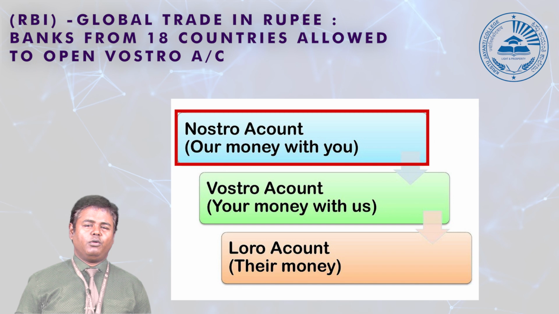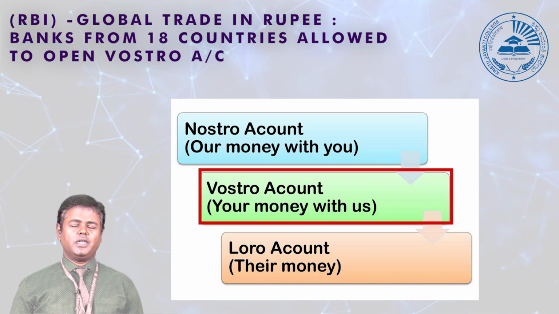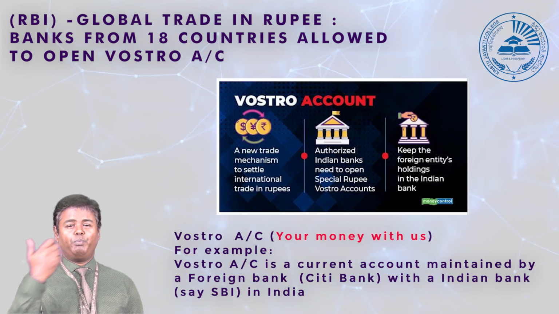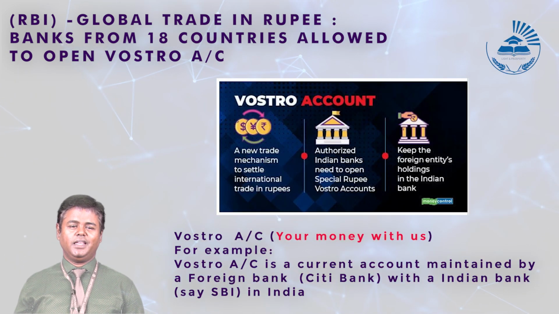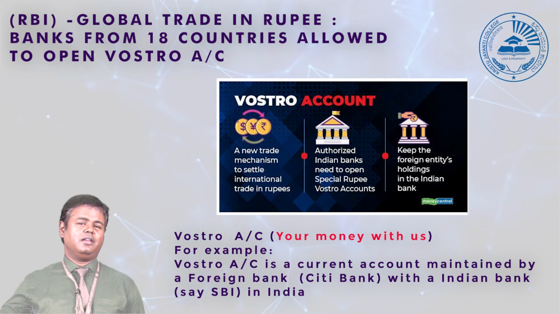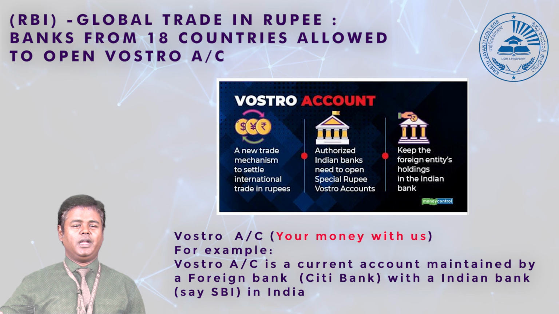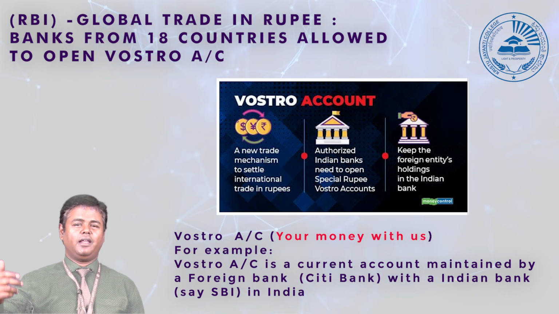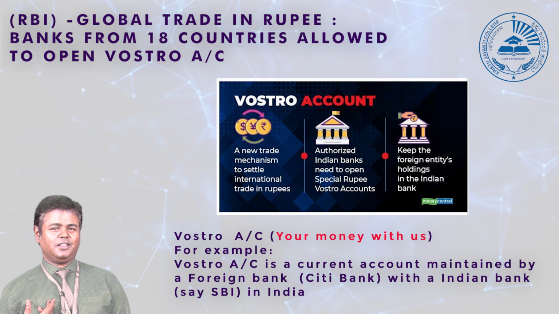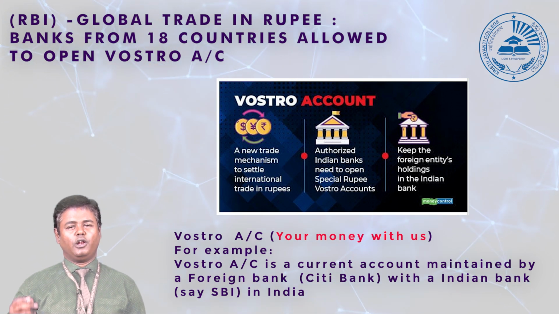The second account is the Vostro account. The Vostro account is the vice versa, where Citibank, a foreign bank, opens an account in SBI and keeps the money in rupees. So that account is called a Vostro account and they call it "your money with us." So that's the second term. And the third account is the Loro account.